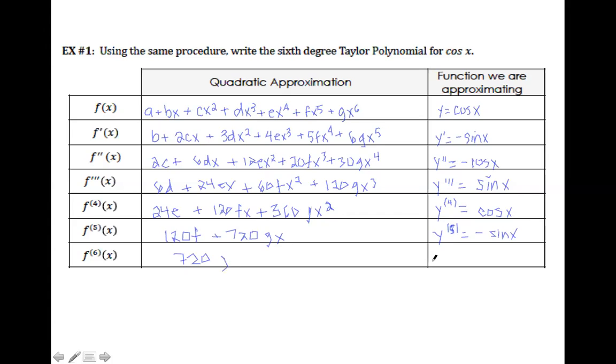Okay, hopefully you've caught up with all of that. And then y to the 6th is equal to cosine x. Ooh, negative sine is negative cos. Okay, let's look at our next slide.